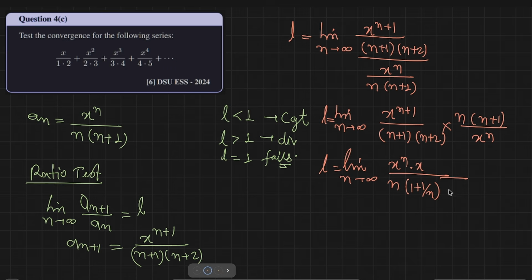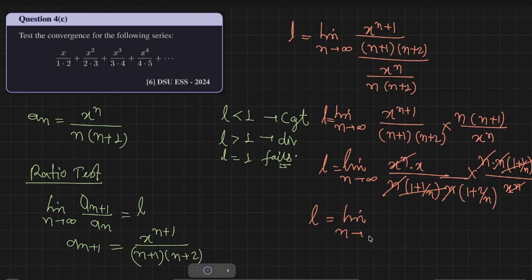From this term you can also take n common, so this is 1 plus 2 by n, into n, you can take n common, 1 plus 1 by n, divided by xn. Xn gets cancelled, and both n get cancelled. So this is basically what it will be. And one more thing, 1 plus 1 by n will also get cancelled. This is limit n tending to infinity x upon 1 plus 2 by n. This 2 by n, 1 by infinity, will also be x. So from here your L is this.